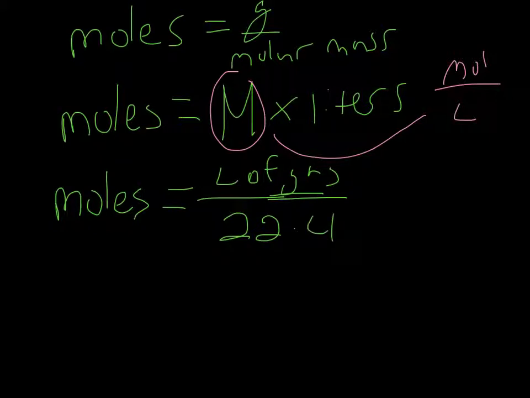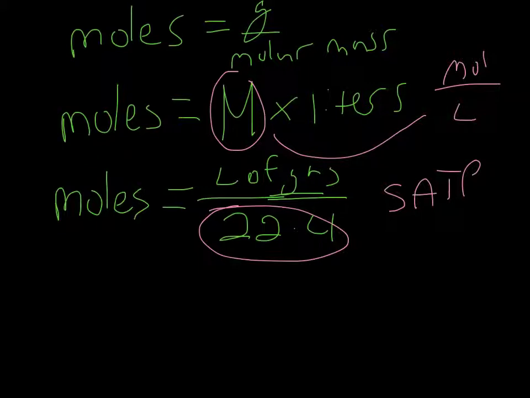Now, 22.4 seems like a random number. It has to do with standard ambient temperature, SATP, I think, or it's STP. It's one of those two. There's a couple standard temperatures that you use for gas and standard environmental. It's one of those two, but that's where that comes from. So doesn't seem so random.